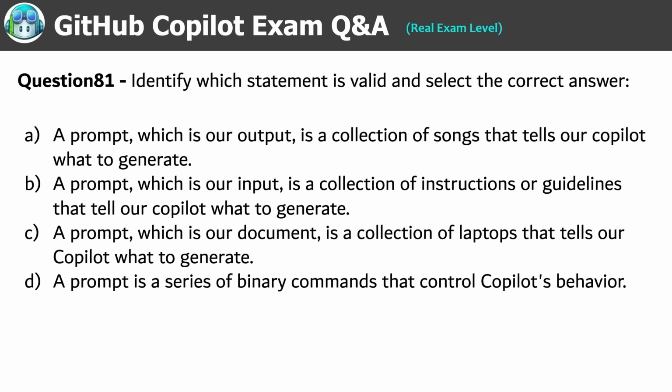Question 81. Identify which statement is valid and select the correct answer. The answer is B. A prompt, which is our input, is a collection of instructions or guidelines that tell our Copilot what to generate. Correct?